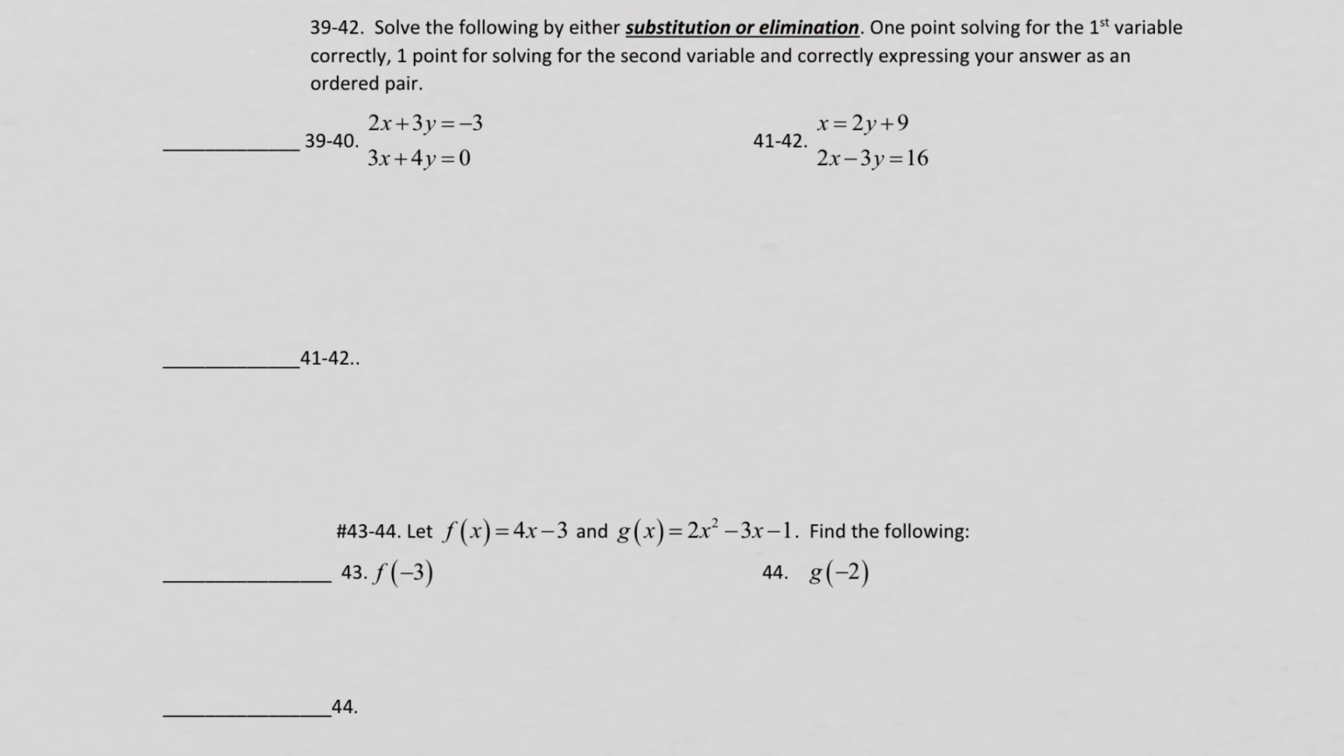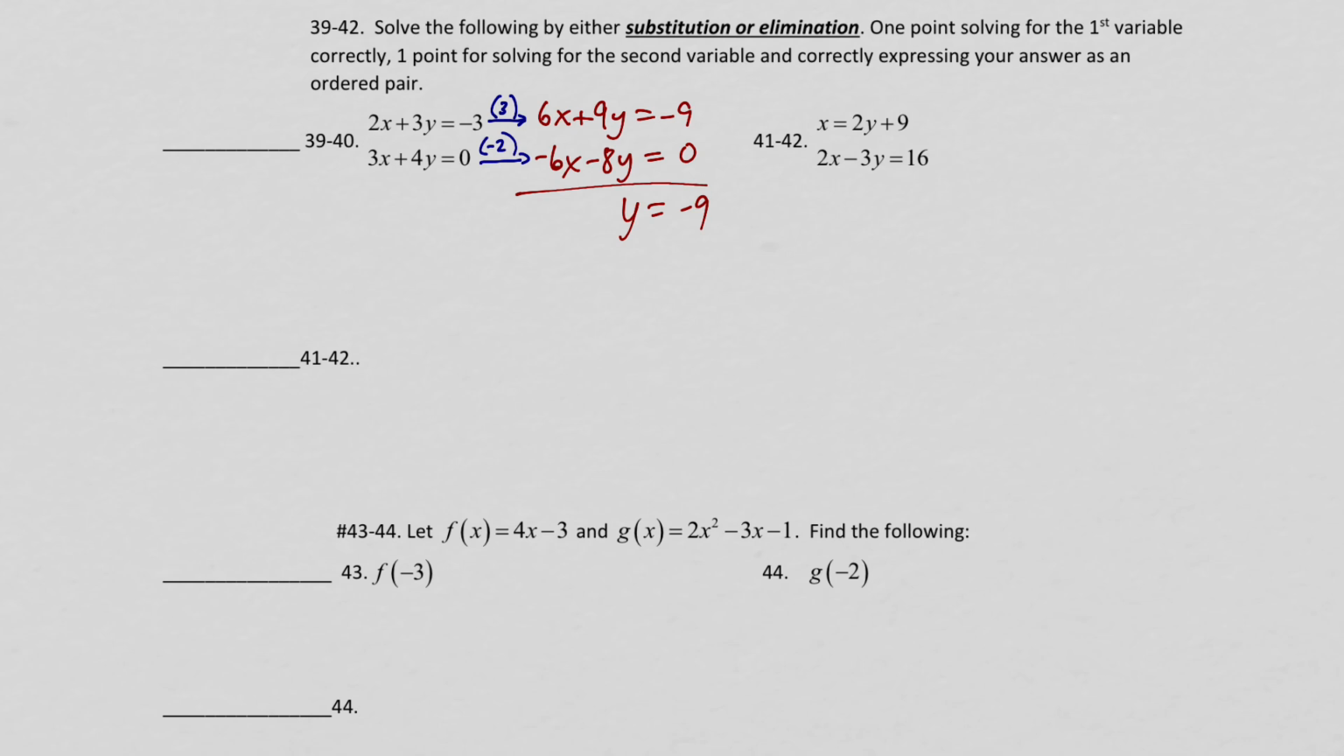I'm going to use substitution for this. If I get rid of my x's, I have to bring them to 6. If I get rid of my y's, I have to bring them to 12. I'm going to get rid of my x's. So that means I'm going to multiply this by 3 and this one by negative 2. So this will give me 6x plus 9y equals negative 9. And here we have negative 6x minus 8y is equal to 0. When I add them up, the x's go away. This adds up to 1y, and this adds up to negative 9.